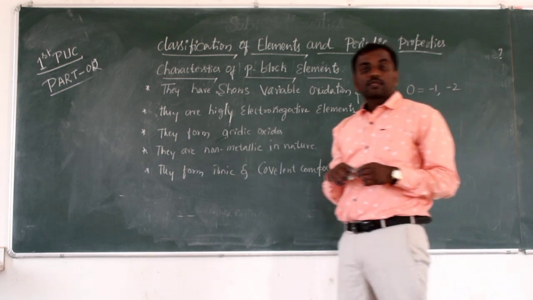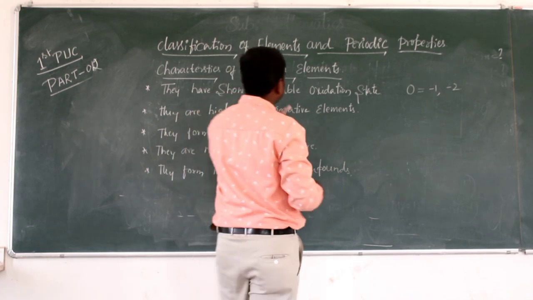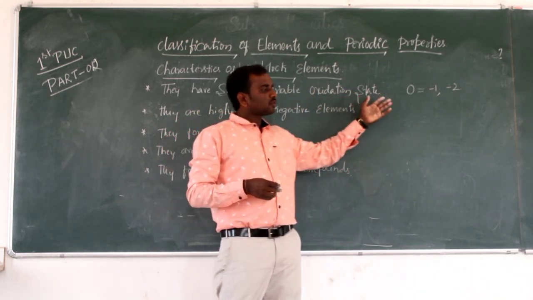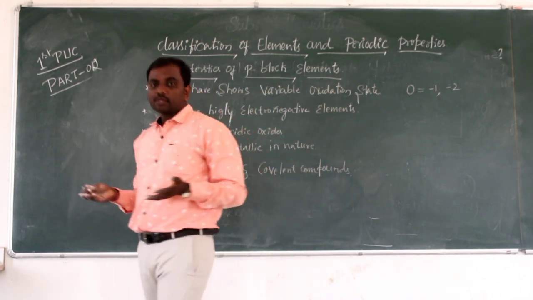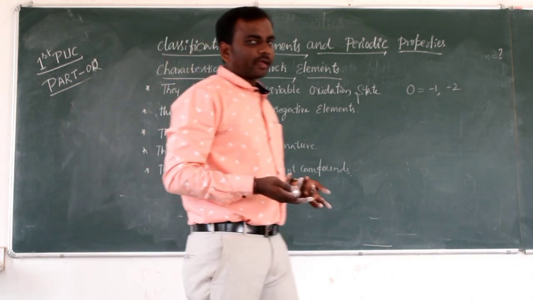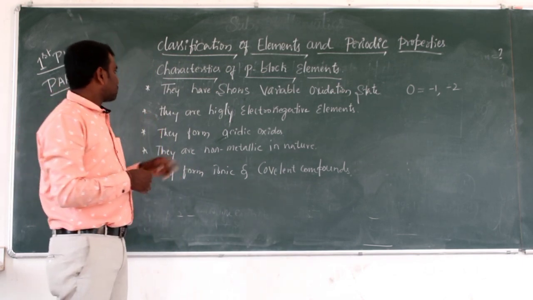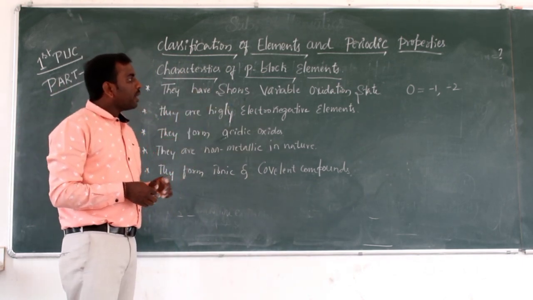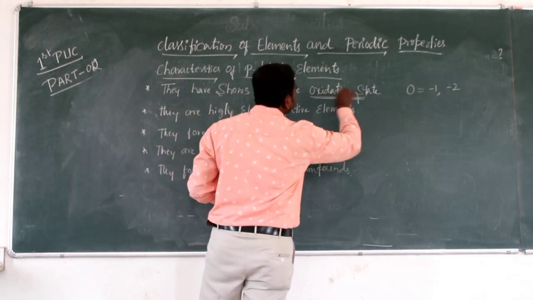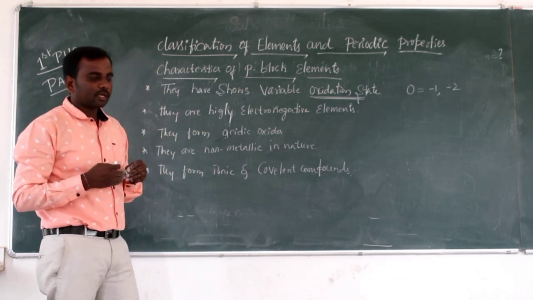Is it clear? And also some elements like fluorine show -1 oxidation state, and nitrogen and boron like that. See here, that is a very important characteristic. The first one is it shows variable oxidation state, right?